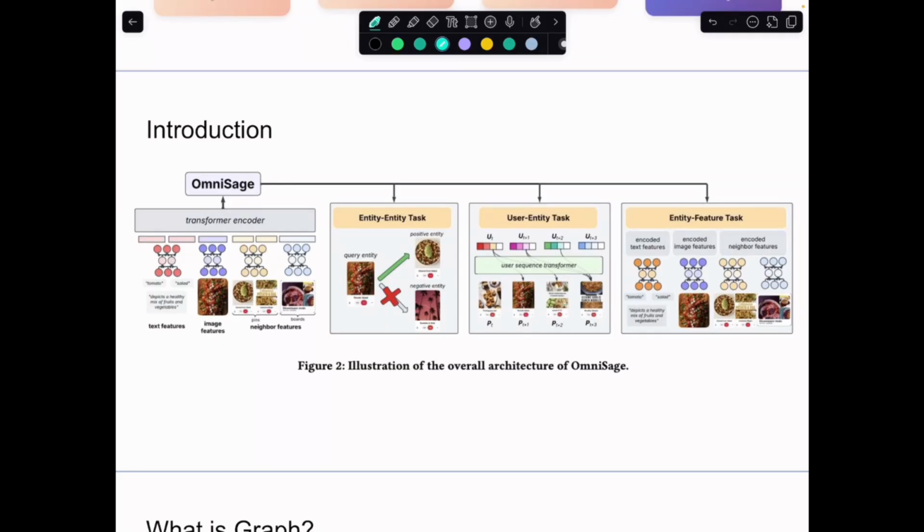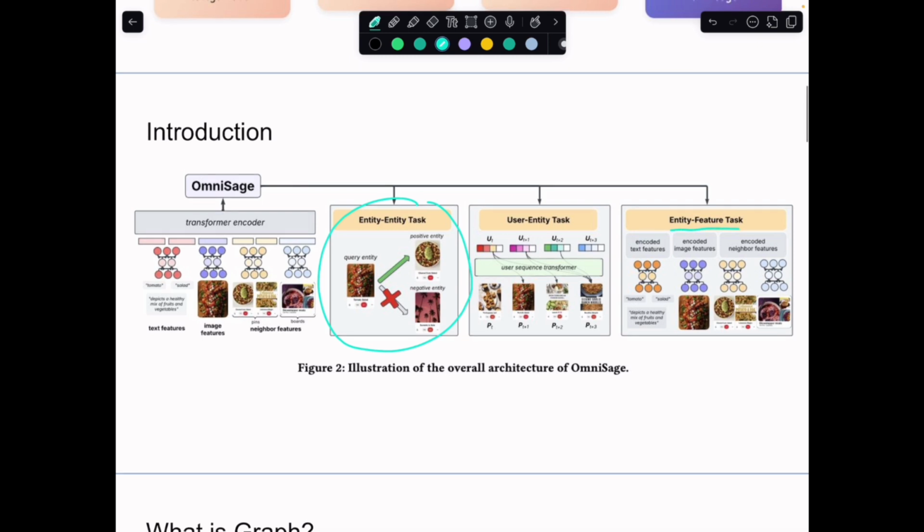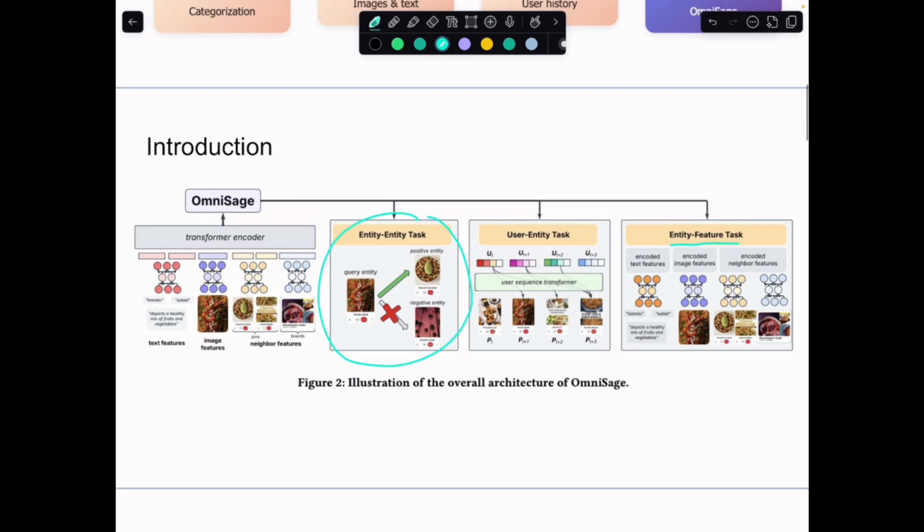Their proposal is to use multitask learning. For the entity-to-entity task, they will use the graph neighbors to provide positive and negative samples. For the user-entity task, they can reuse their work in Pinterformer and the sequence model. And for the entity-to-feature task, they take care of the content embeddings. Essentially, three types of data, three types of tasks.